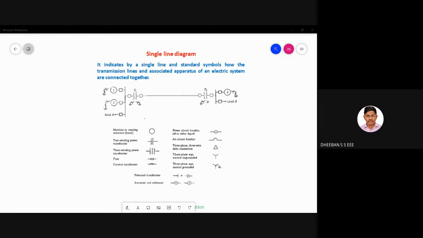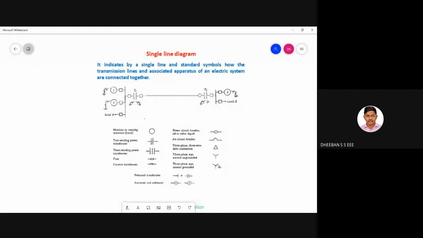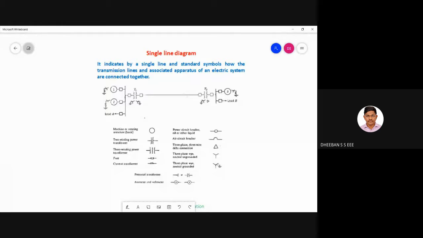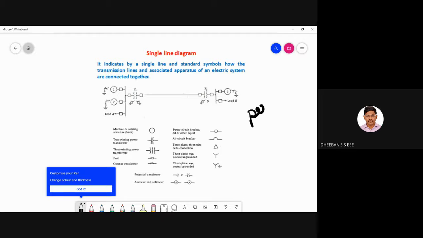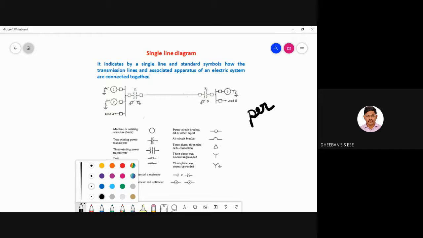In the last class, we dealt with the structure of the power system concept. Today's class is its continuation, and mainly we'll be dealing with the per unit system.